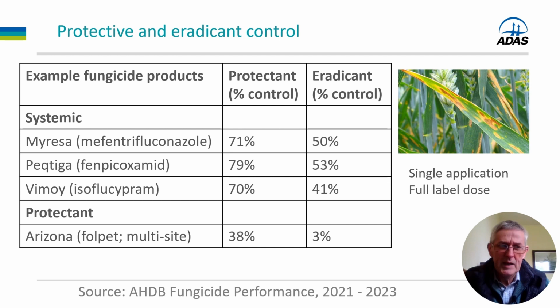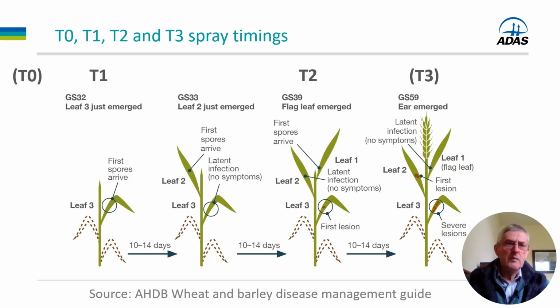Oh, and the other point to make here is the contrast with the protectant multi-site acting fungicide Folpet, which, as the name suggests, is purely a protectant fungicide. It provides just short of 40% control in a protectant situation, but you can see in an eradicant situation it's ineffective. So spray timing for that product is particularly important. We've seen this diagram in one of the earlier videos, but we'll now relate it to spray timing.